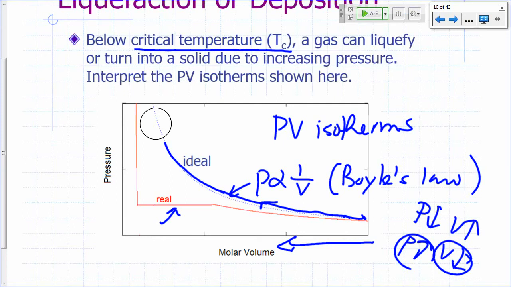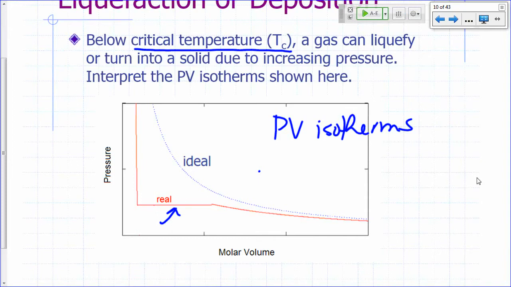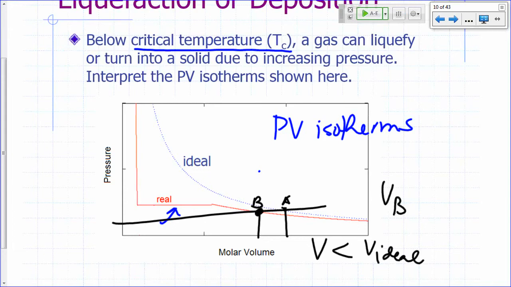Now what does it mean when the real behavior is shown by this red curve? Let's say at this particular pressure, at these two points, point A and point B. Point A is the ideal case, point B is the real case. The real volume is less than the ideal volume, right? V sub B is your real volume, and V sub A is the ideal volume. So what does this mean? Your gas is in such a case where attractive forces are important, so it's occupying a volume that's smaller than the ideal volume.